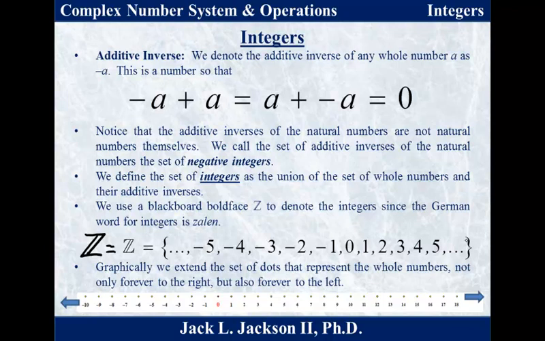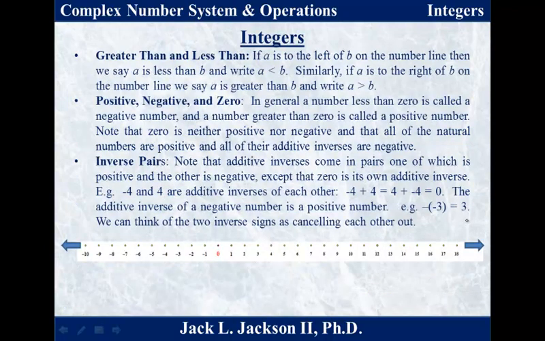Okay? And so that's the set of integers. Now, we have an idea of greater than and less than. If a number A is to the left of B on this number line, then we say A is less than B, and we write it this way. If A is to the right of B on the number line, we say A is greater than B, and we write A is greater than B in this symbolic way.